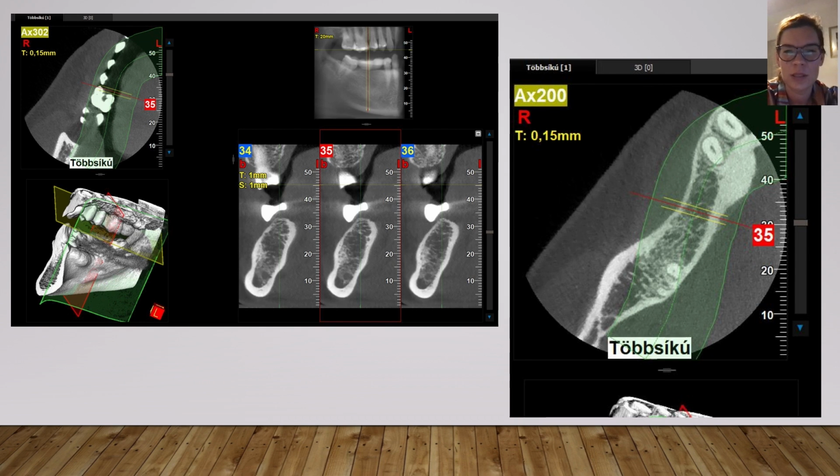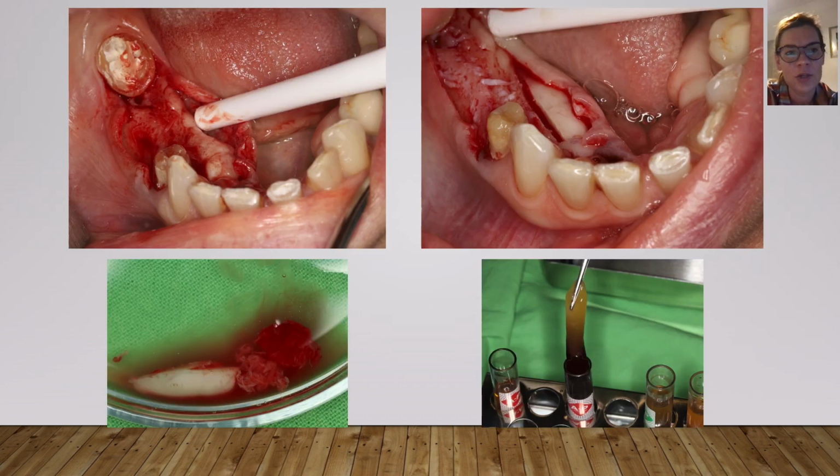As you could see on the CT scan, the exostosis is quite big and it is very close to the area where I want to make the bone augmentation. So I chose the technique where I remove this exostosis with a piezoelectric device like a bone block. So first I cut it down.